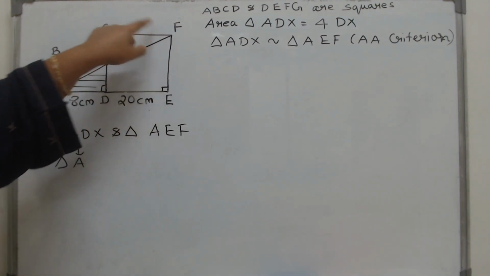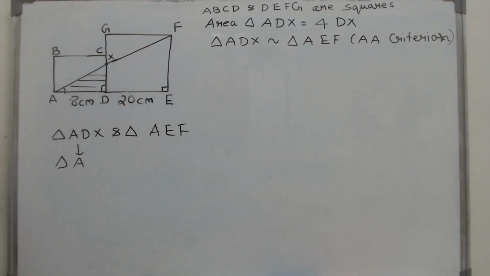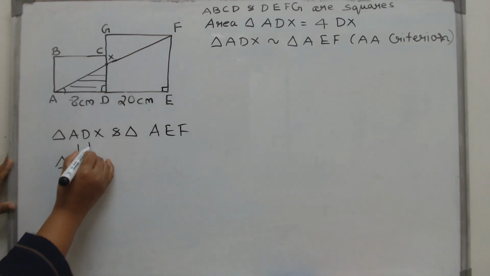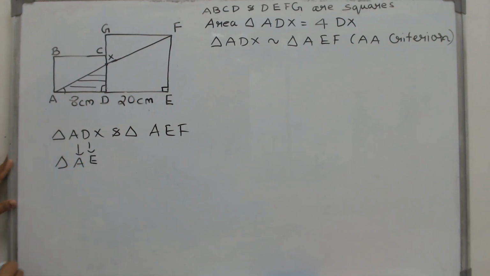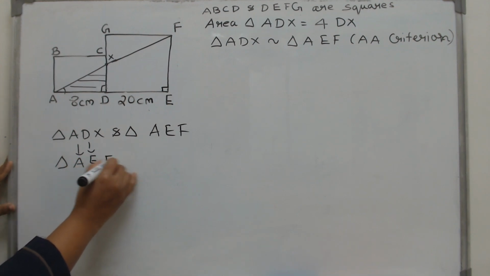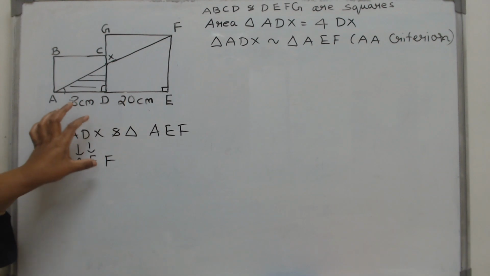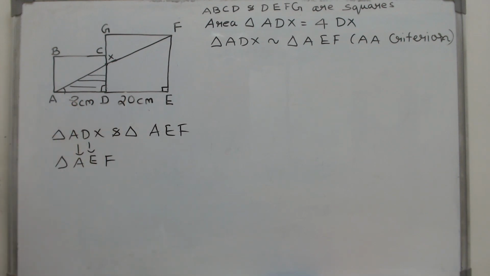Because DEFG is also a square. All the angles of a square are 90 degrees. So therefore these two angles are also equal. Then what does that mean? The third pair of angles will also be equal to one another, or in other words ADX and AEF are similar using the AA criterion.